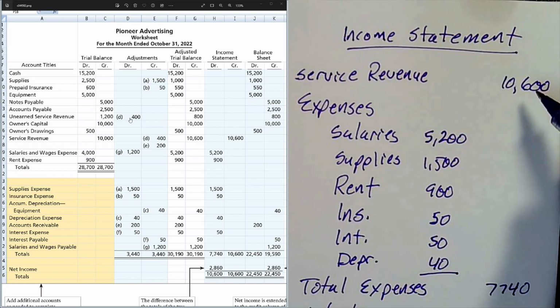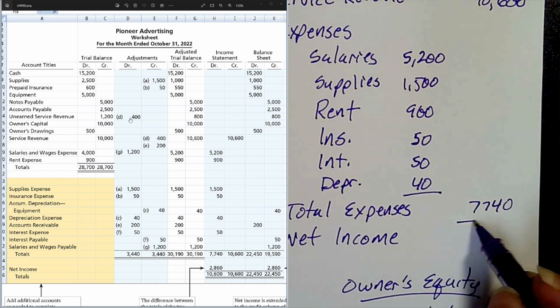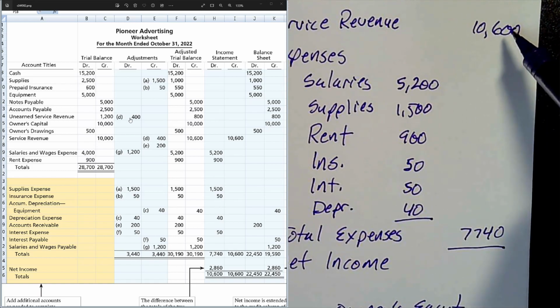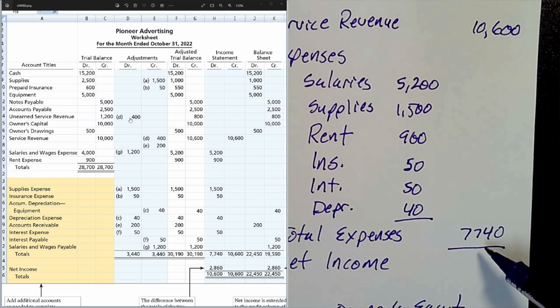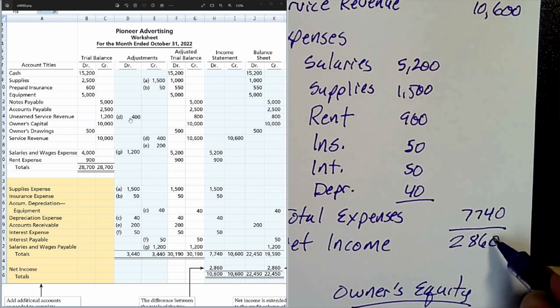Now I have total revenues, total expenses. I will put an underline under this, and I will basically take, this is the positive, right? This is the money coming in. This is the money going out, all the expenses. And so my net income is going to be 2860. And because this is the last bit of information on this income statement, we double underline.